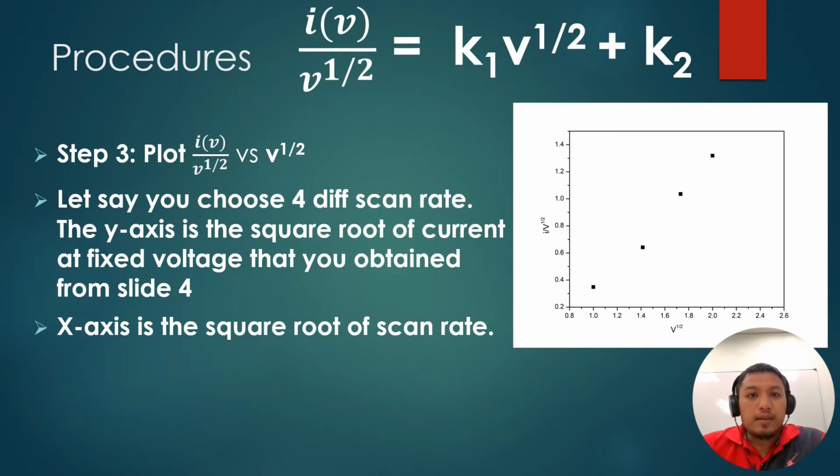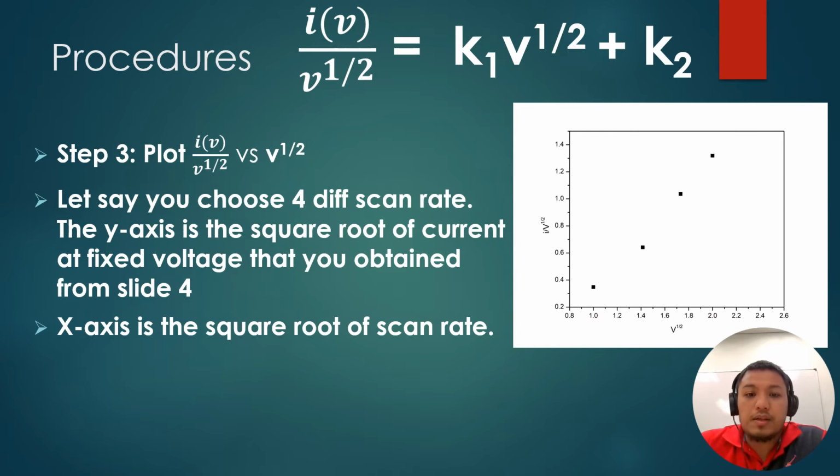Okay, the next procedure is to apply the equation. When we apply the equation, we plot the graph of I over V to the power half against the scan rate to the power half. We get K1 V^(1/2) plus K2. From this graph, we convert it to simple mathematics, which is y = mx + c.